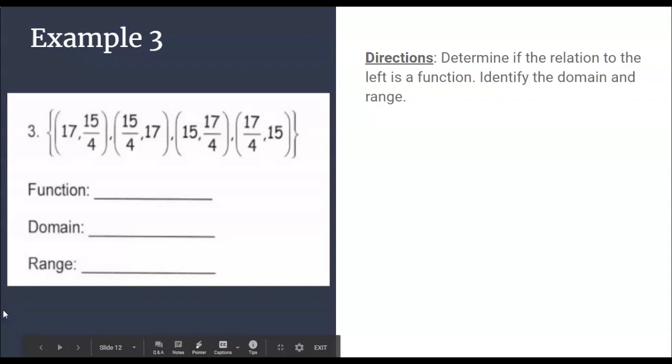Let's look at example 3. Notice the only difference in example 3 is that these points have rational values. Please take a moment to write down the set of ordered pairs, as well as to answer the 3 questions. Is this a function? Yes or no? And list out the domain and range. Let's take a moment to look at the solution.